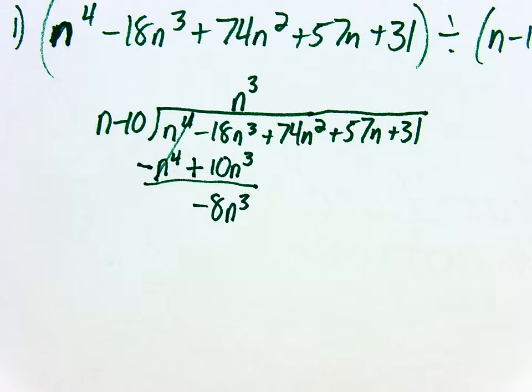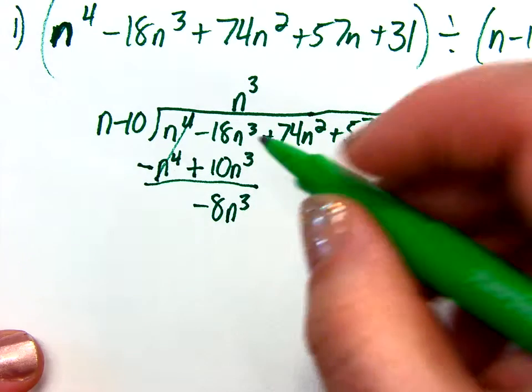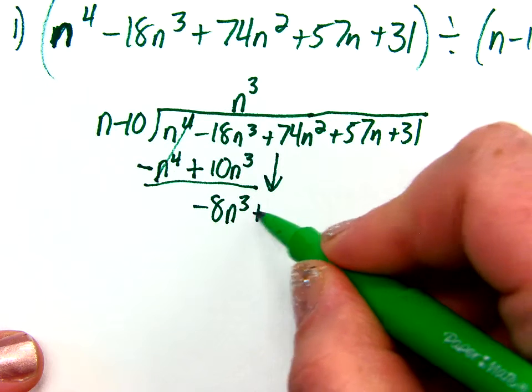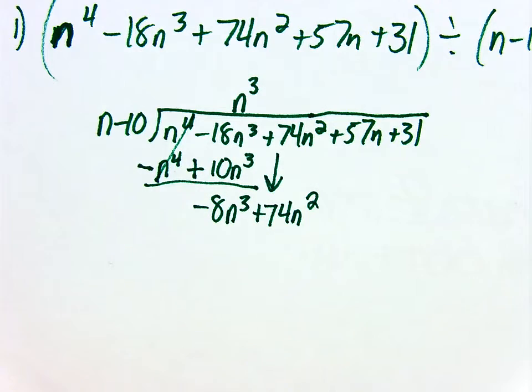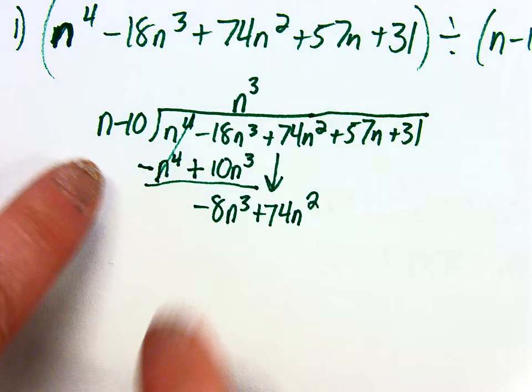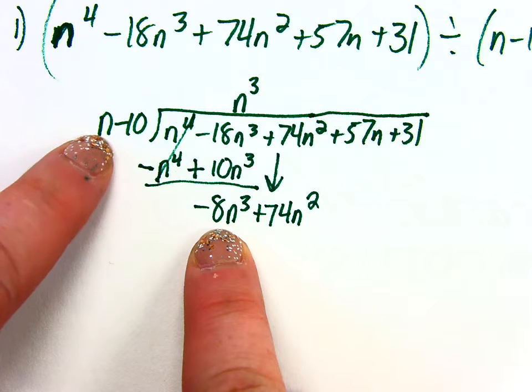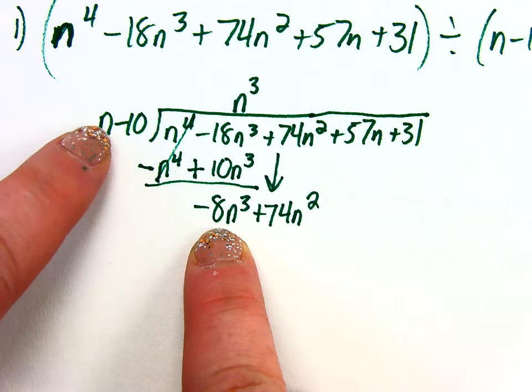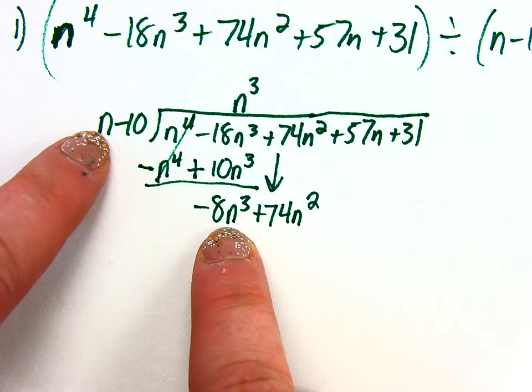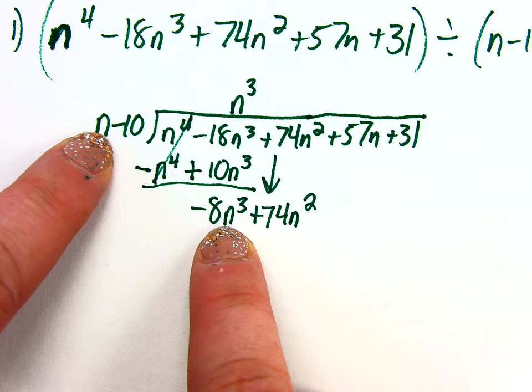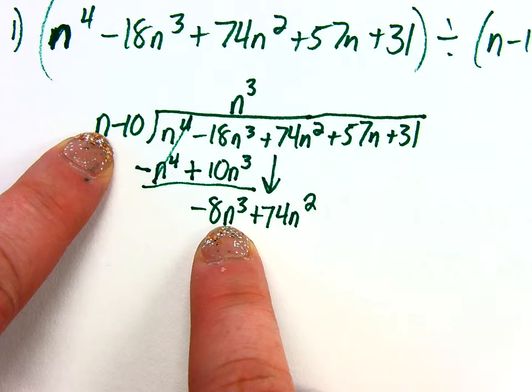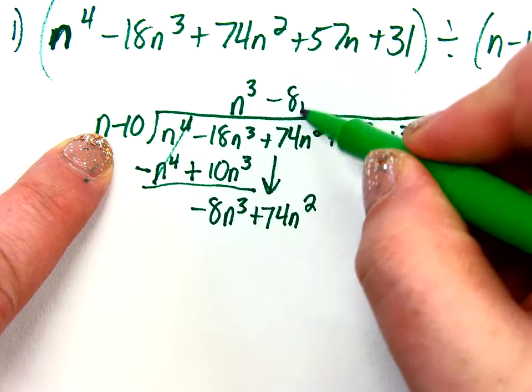So once you subtract and you get your answer, then what did we do? Bring everything down. I bring down the next number. So I bring down plus 74n squared. And then I basically repeat the process until there's nothing left for me to bring down. So I'm going to ask myself, what do I multiply n by, the first term here, to get the first term here? What do you multiply n by to get negative 8n to the third? Negative 8n squared, right? So that's what goes up at the top in the n squared column, negative 8n squared.